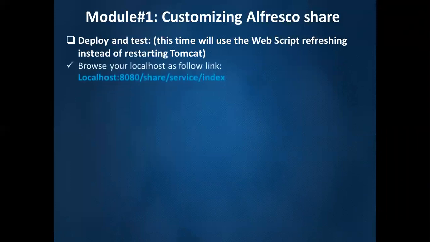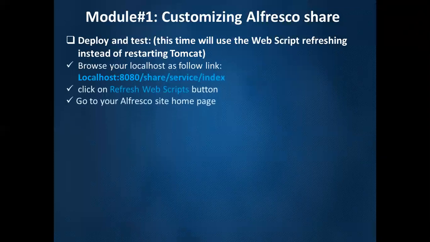Browse your localhost as follow link. Localhost 8080 share service index. This is where you need to go. After that, click on the refresh web script button. Then go to your Alfresco site homepage.